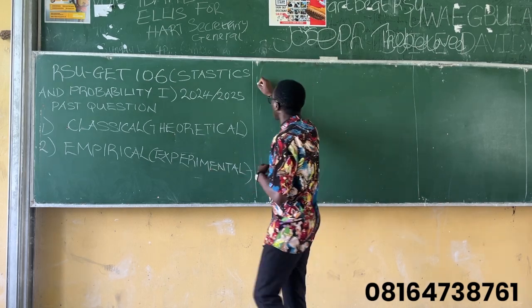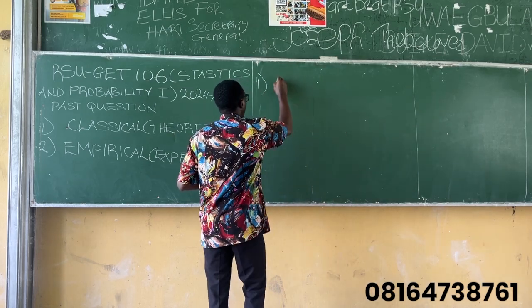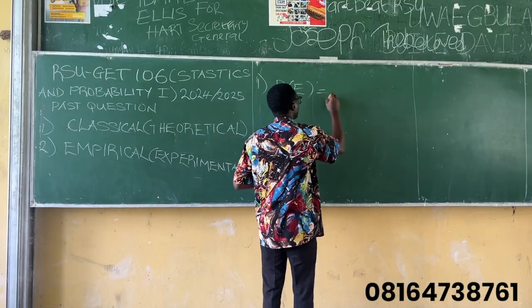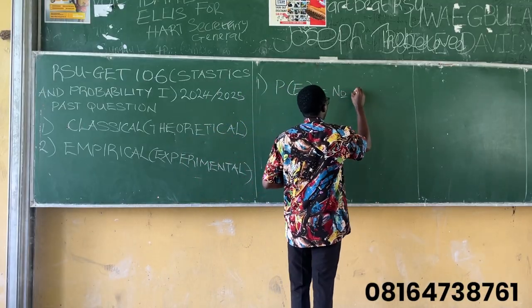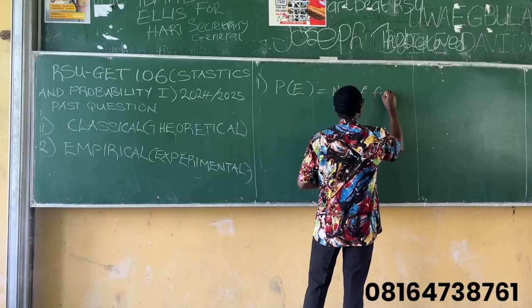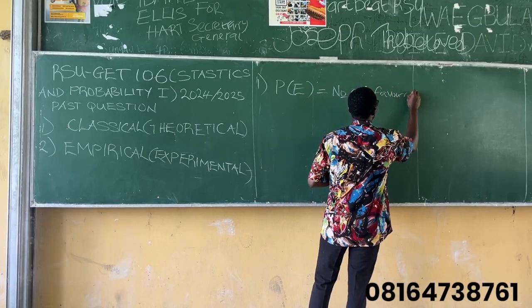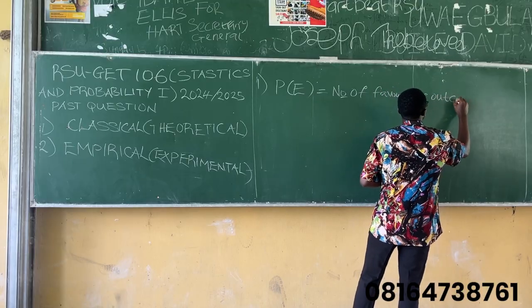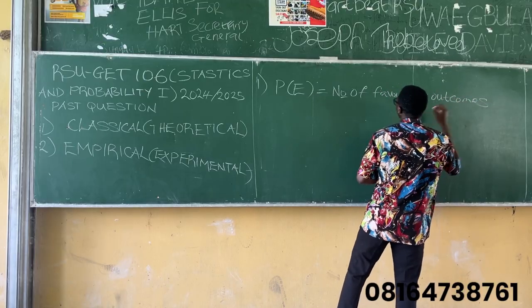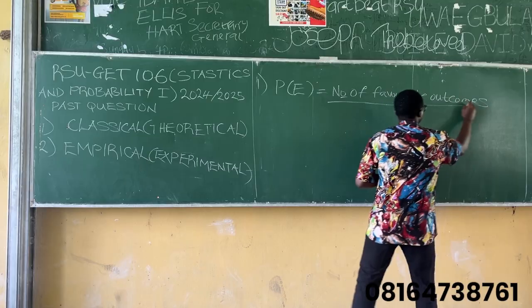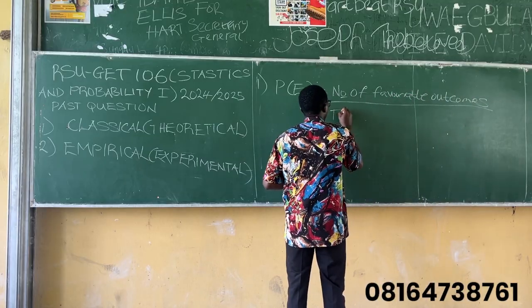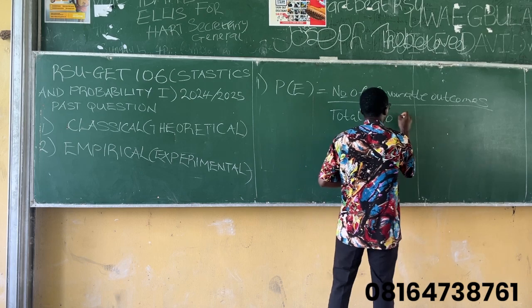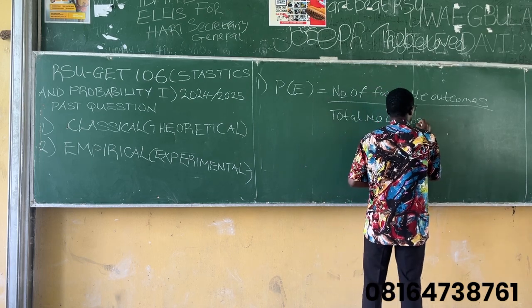Now, under the classical method, the probability of an event is equal to the number of favorable outcomes, all divided by the total number of possible outcomes.